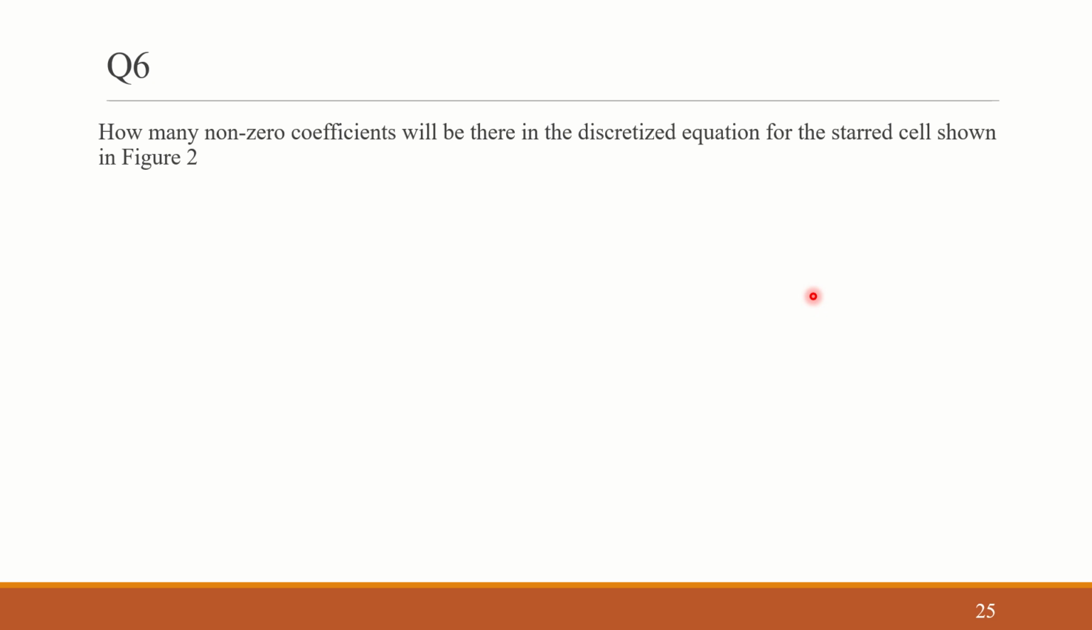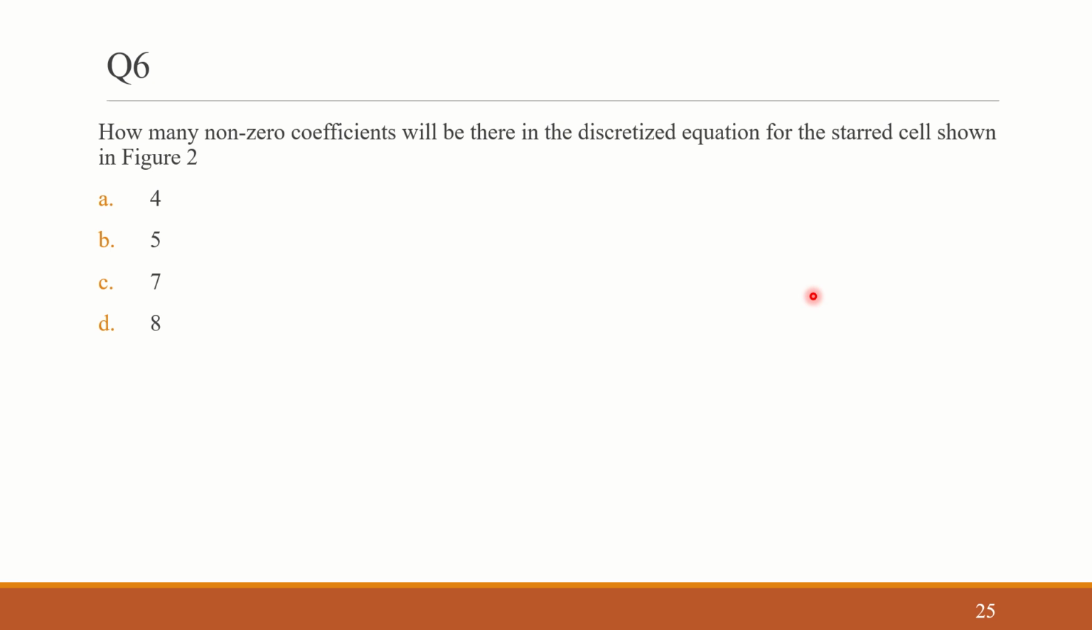How many non-zero coefficients will be there in the discretized equation for the starred cell shown in figure 2? Option A is 4, option B is 5, option C is 7, option D is 8. So the answer is option B, that is 5.